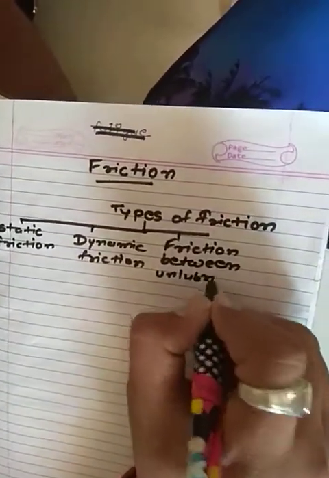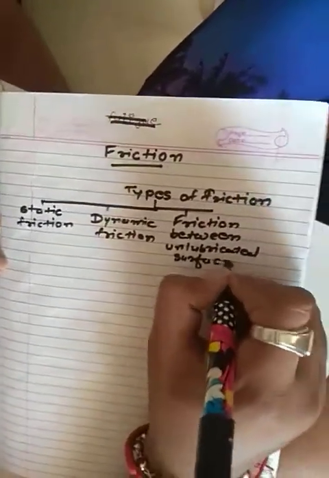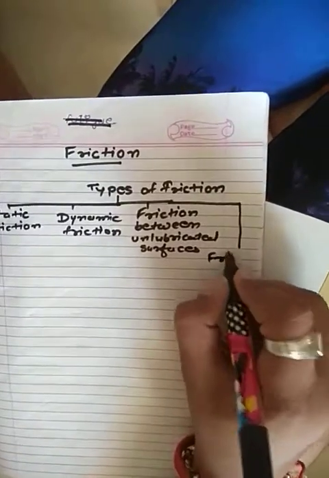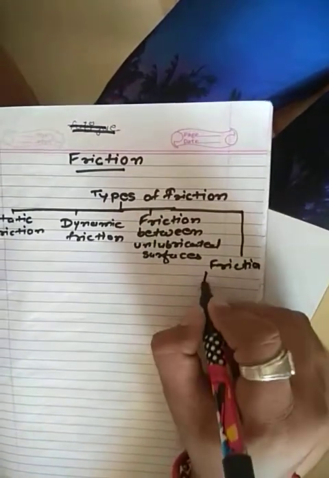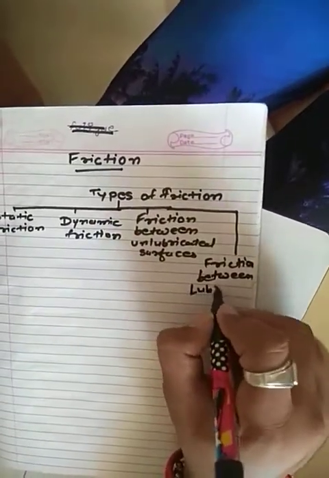Unlubricated surfaces. And fourth is friction between lubricated surfaces.